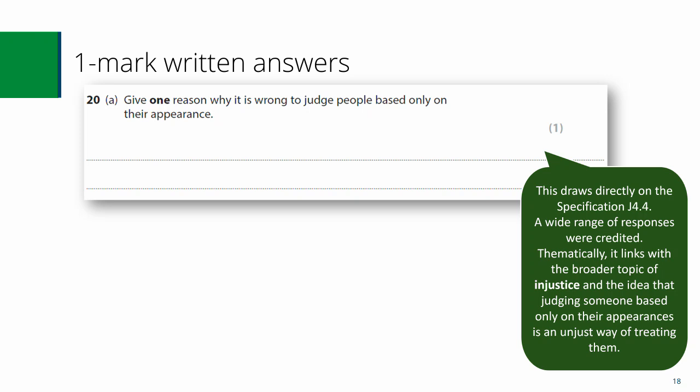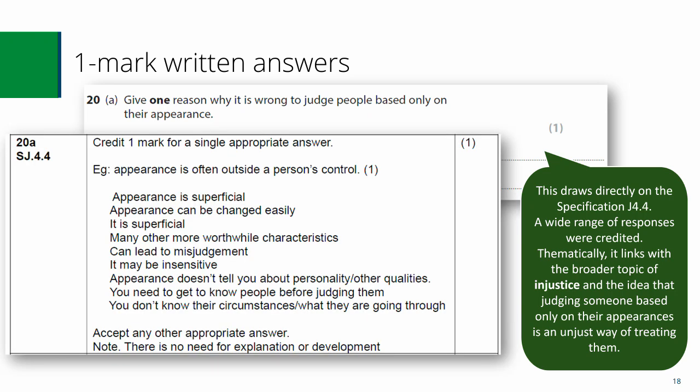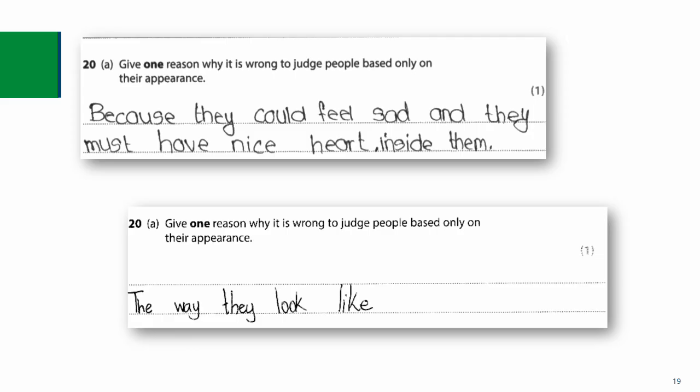Give them a chance. That was the spirit behind this question, and here are some of the ideas the mark scheme wanted to credit. The idea that appearance is purely superficial, that it can lead to a misjudgment, it doesn't tell us about other important things that we don't know yet. As previously, I'll now show you 2 answers. You pause, have a think about what marks you'd give them, and then press play, and I'll reveal what the answers are.